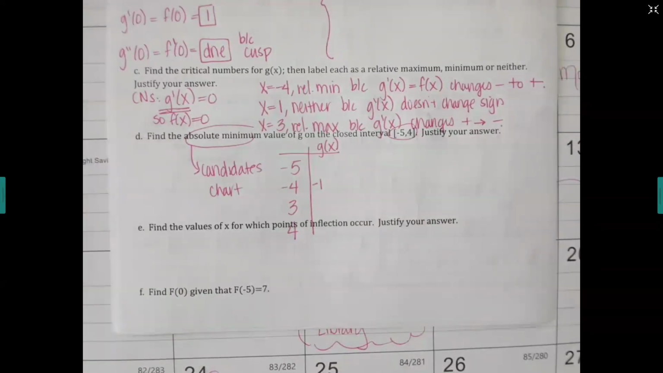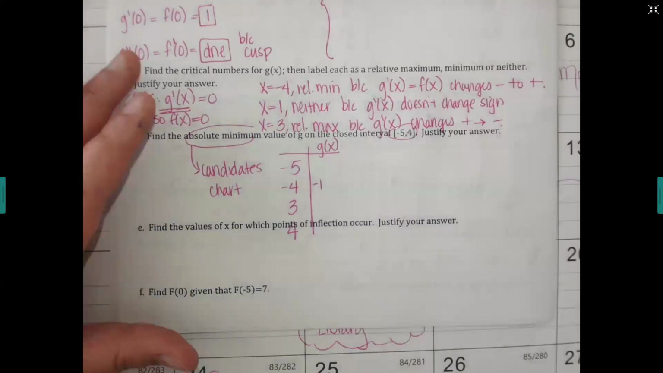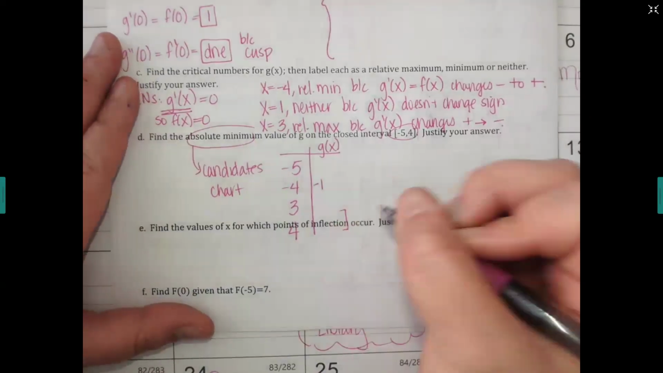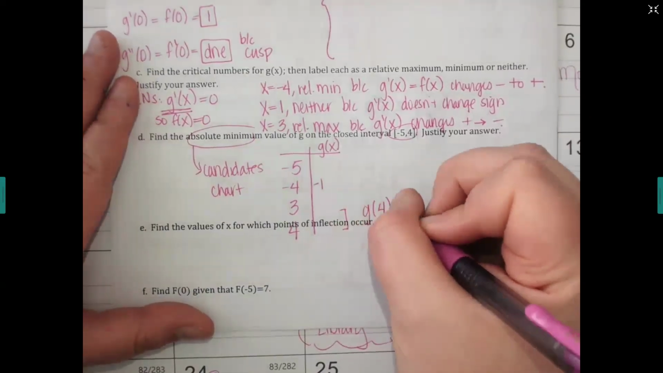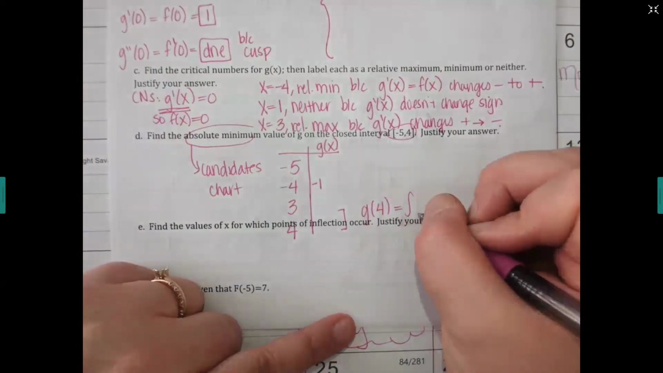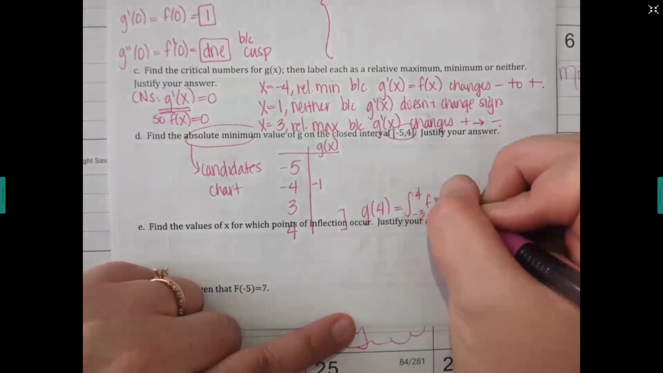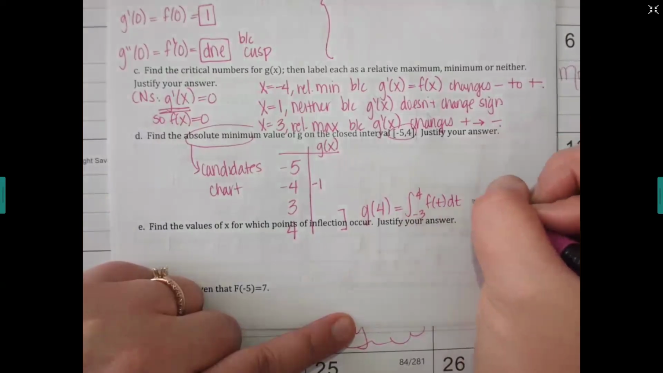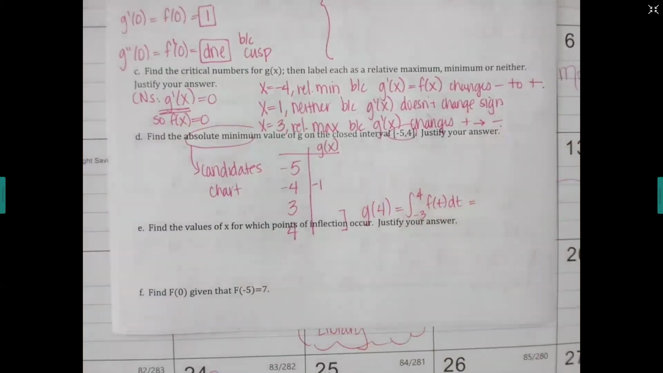Okay, so let's just find one of them rather than going through and finding all of them. So let's say that we want to find G of 4. Obviously for a real candidates chart, you would need to find all of them. But just since we already did one like this, let's find G of 4. So it'd be the integral from -3 to 4, f of t dt, and then you're going to need to shade the area from -3 to 4 and calculate that answer.